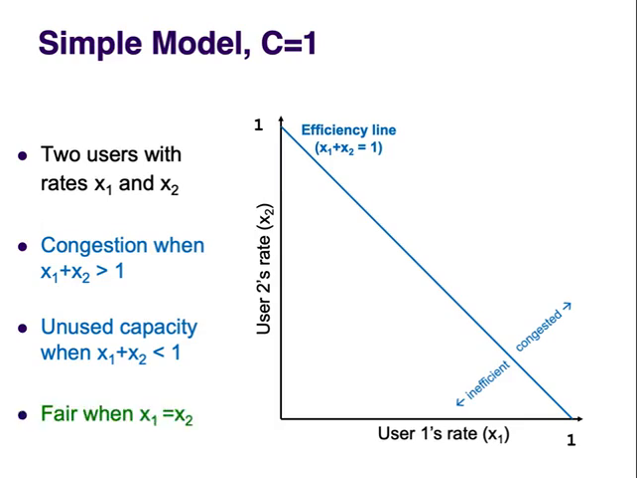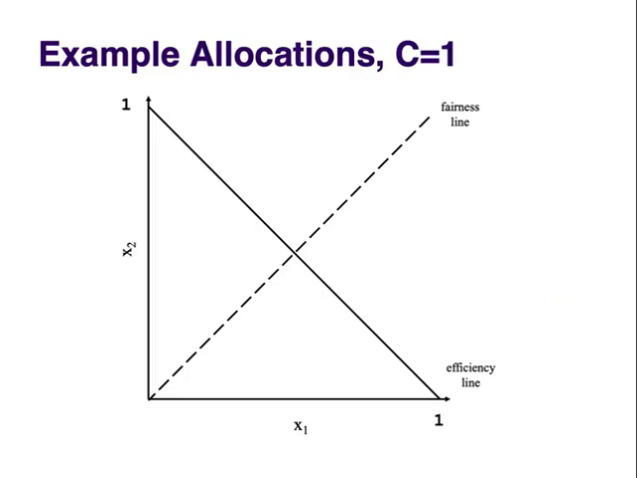And then we have a fairness line. We said you're fair if x1 is equal to x2. On this graph, that's the green line here. That's the line where x1 is equal to x2. So really, where we want to be operating is at the intersection of those 2 lines. That's where efficiency meets fairness. And that's our goal.